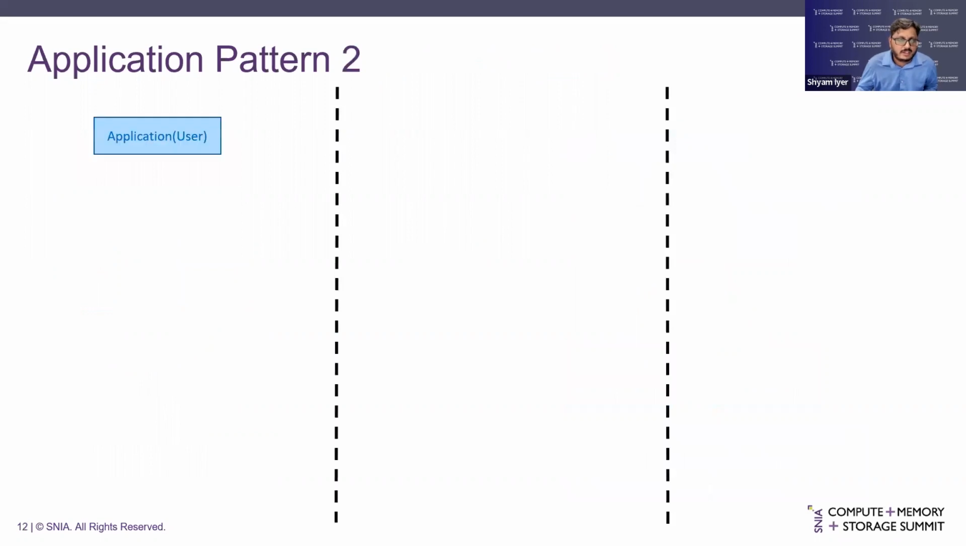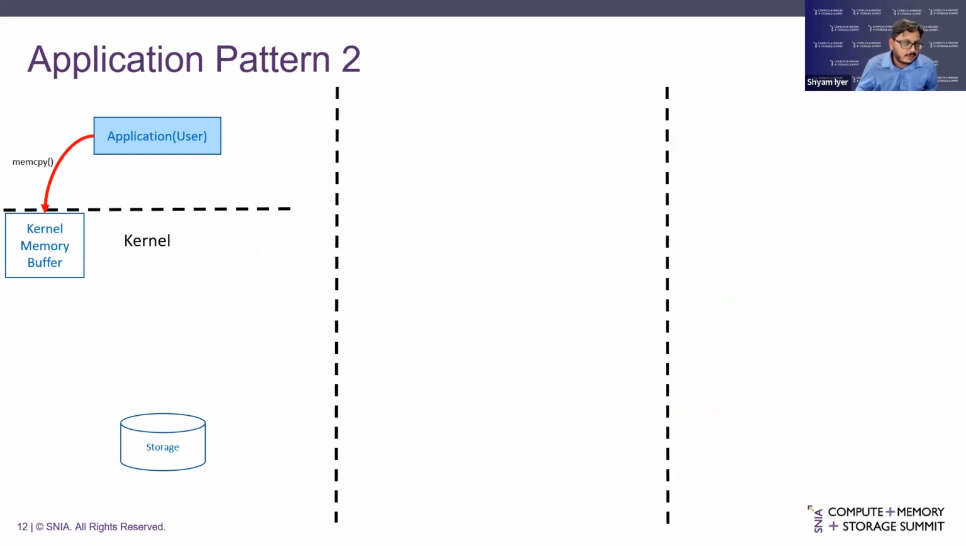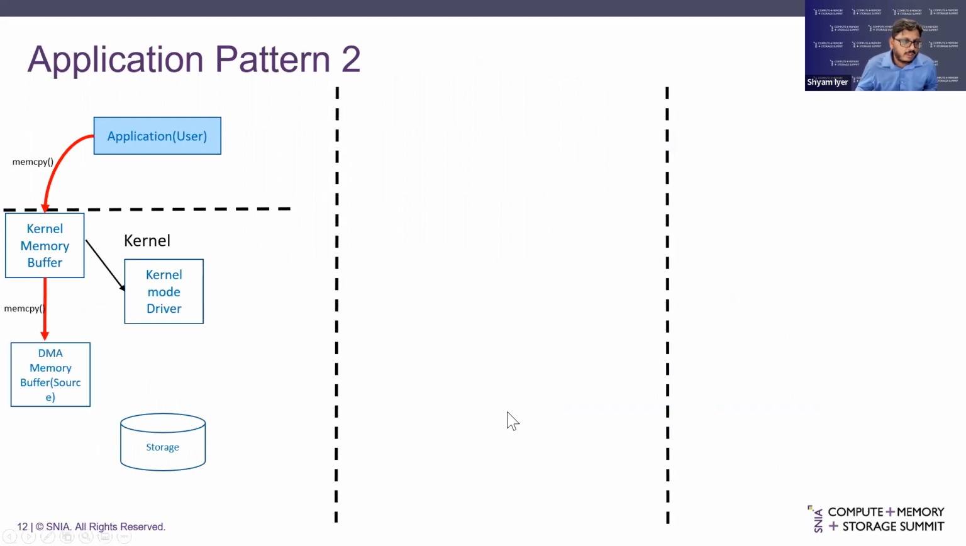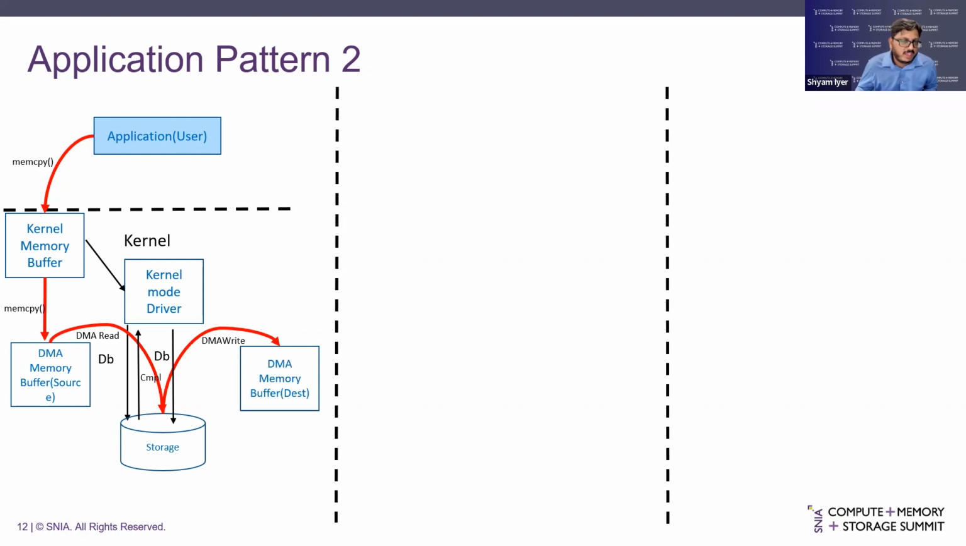Another pattern here is an application wants to store or retrieve data from persistent storage. Then typically today it has to perform memcopies from its user buffer to the kernel buffer, and in some cases, the kernel driver ends up doing one more copy from a kernel buffer to a DMA-able memory buffer that it manages. And then it rings the doorbell, asks the storage to pick up the data, and now the data is persistent. And when you have to read the data back, now you have to do the reverse, which is, you have to enqueue a command, ring the doorbell, get the data DMA'd into a DMA-able buffer.